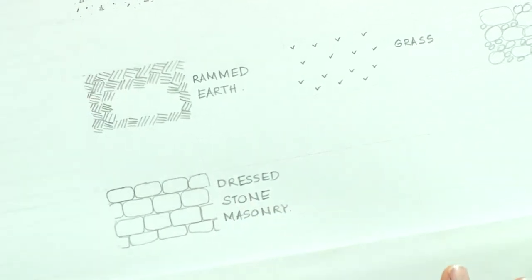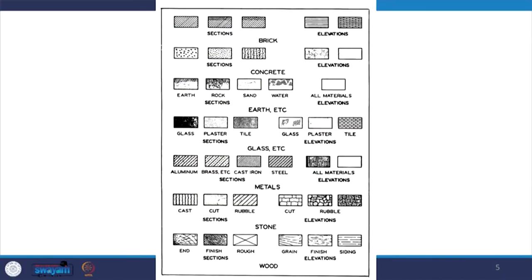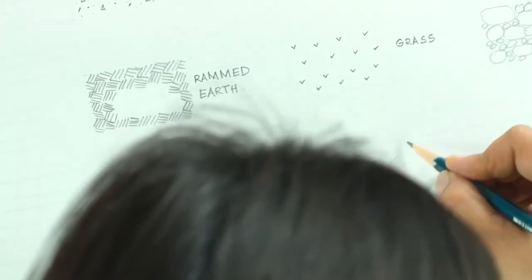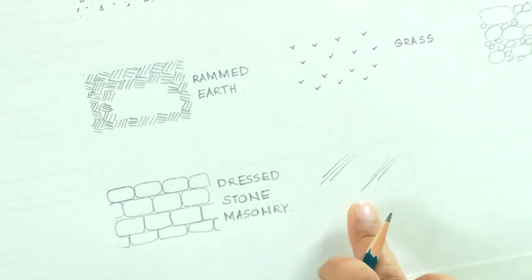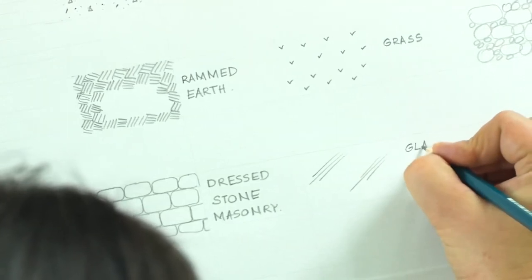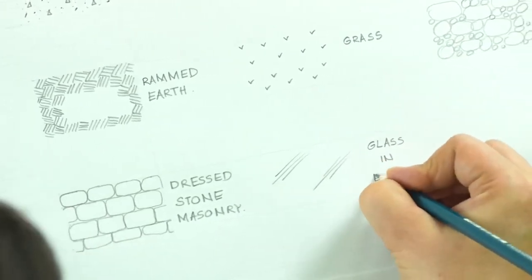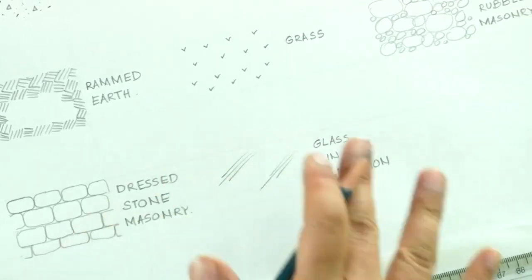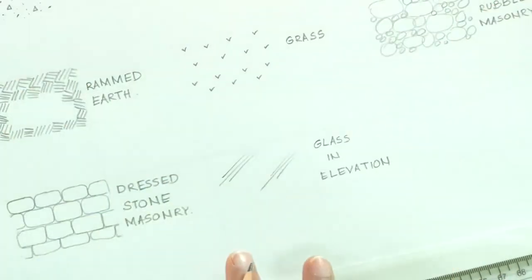Another very commonly used material in our architectural work especially is glass. Glass could be seen in elevation because most of the time we see glass being used in elevation. If you look at glass in elevation, it has nothing but just some reflection. So, we just have a plane surface and we will make three freehand parallel lines, which represent the reflection. This is glass in elevation. All these graphic symbols which we are using are standard, and they are used like this, especially in India. These are the standard formats.